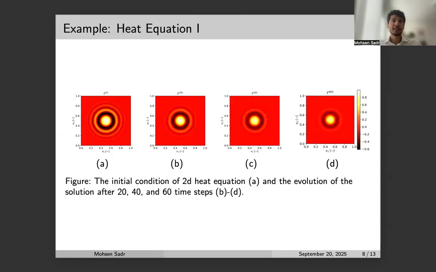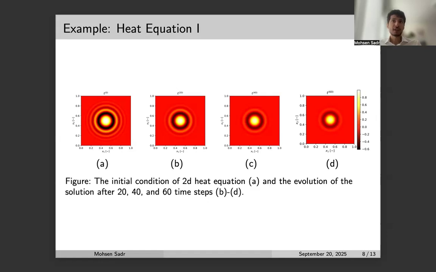Let's consider the heat equation in 2D. We generated data by solving the governing equation and the initial condition shown in the left figure, which looks like a 2D oscillating function. The solution is shown after 20, 40, and 60 time steps. Clearly, the oscillations are smoothed out due to the diffusion term.